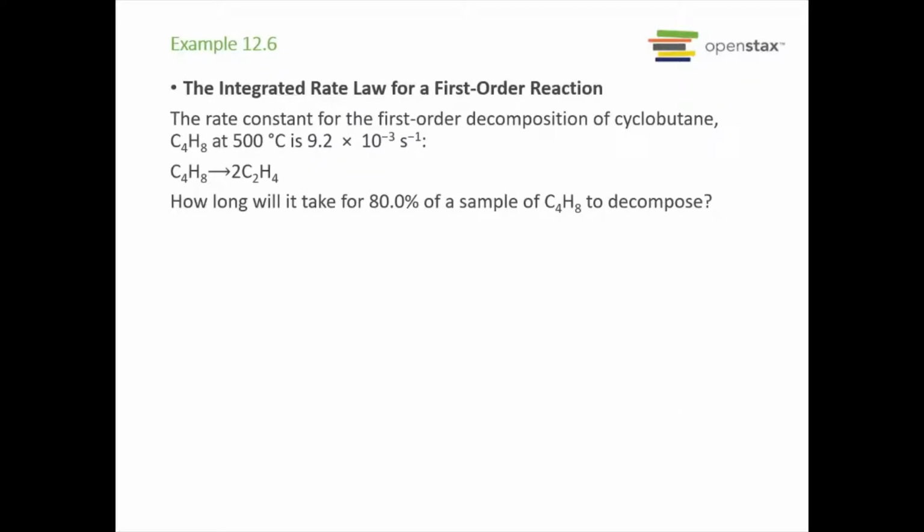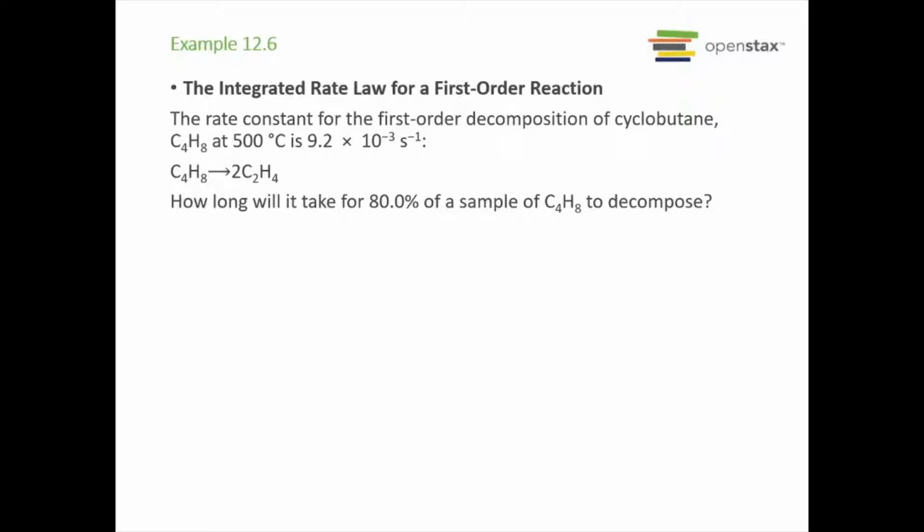So let's look at an example. We are told the rate constant for the first order decomposition of cyclobutane, C4H8, at 500 degrees Celsius is 9.2 times 10 to the negative third inverse seconds. And we want to know how long it's going to take for 80% of a sample to decompose.